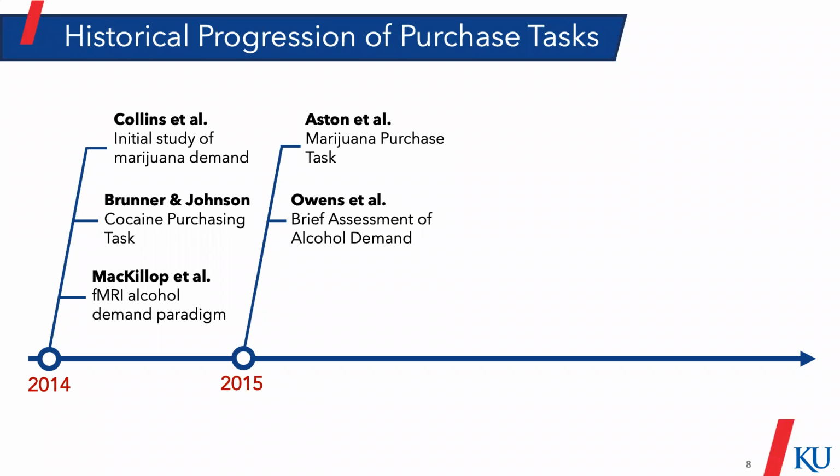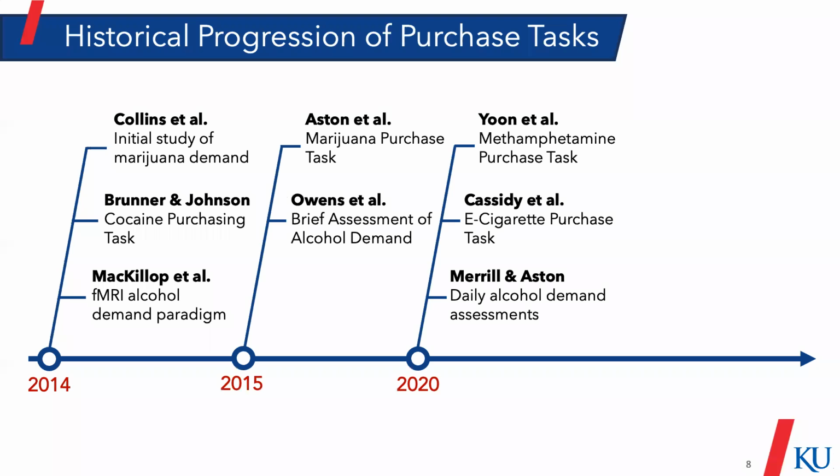Then Liz Aston, who you'll hear about in the next talk, developed the marijuana purchase task, again, building on the work by Lorraine Collins, but really formalizing this into a marijuana purchase task. Max Owens in 2015 developed the brief assessment of alcohol demand. And then moving forward even more, we have some additional advancements such as a methamphetamine purchase task, an e-cigarette purchase task, and then again, pushing the envelope with the alcohol purchase task into daily alcohol demand assessments.